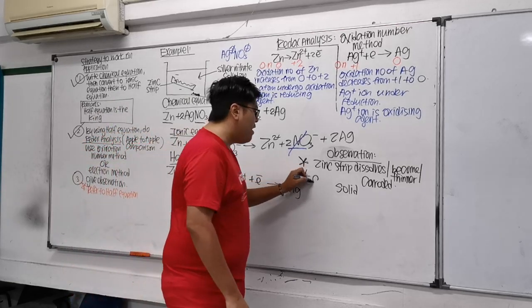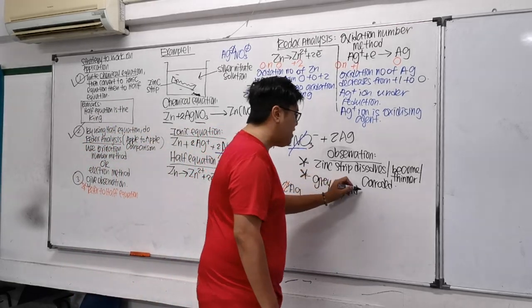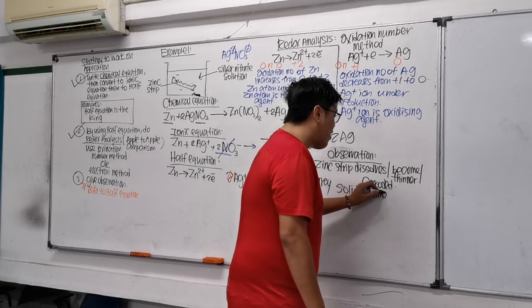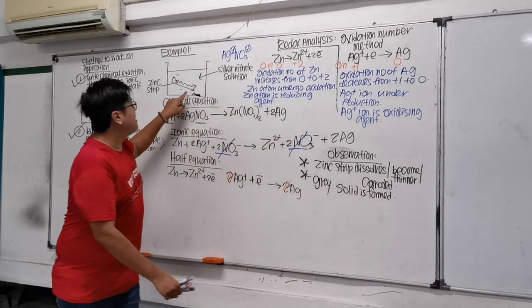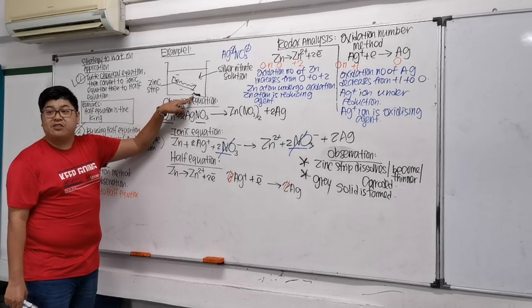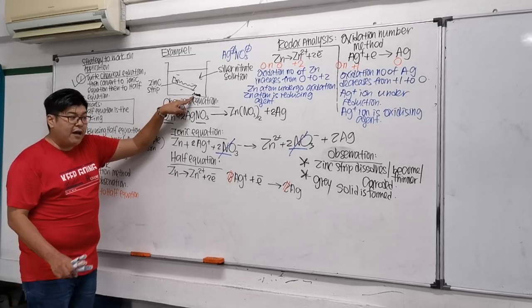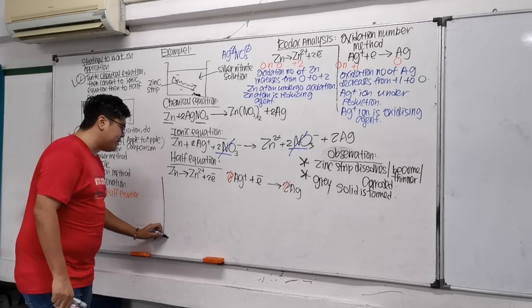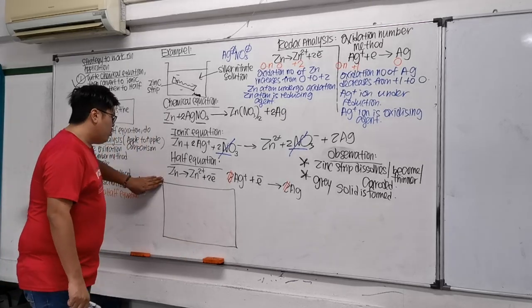So you will expect a grey color solid is formed. You will see some grey color solid form over here. Some grey color solid deposited. That grey solid is silver. So far so good? So I want you to write down this.